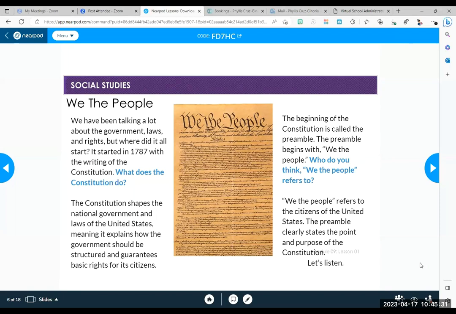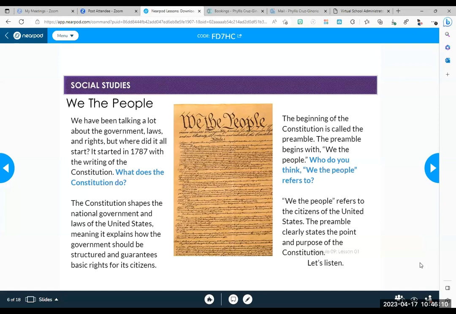Let's see, Marvin, what does the Constitution do? It helps people not crash. Oh, laws. It helps make the laws so people don't go crazy and, like you say, chaotic. Chaos. That's right. Thank you, Marvin.